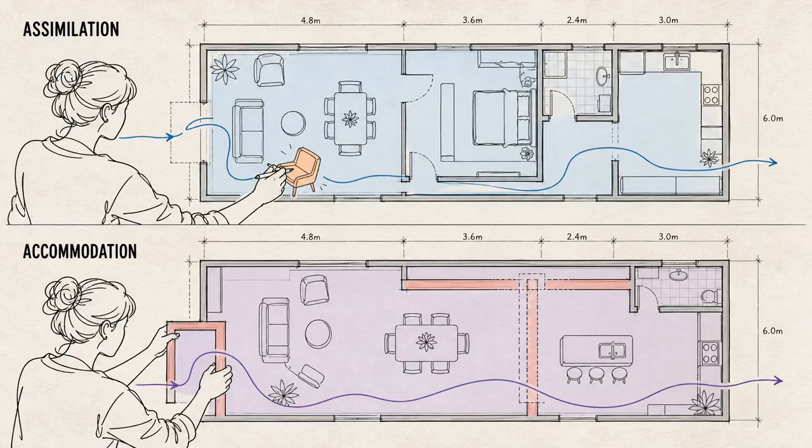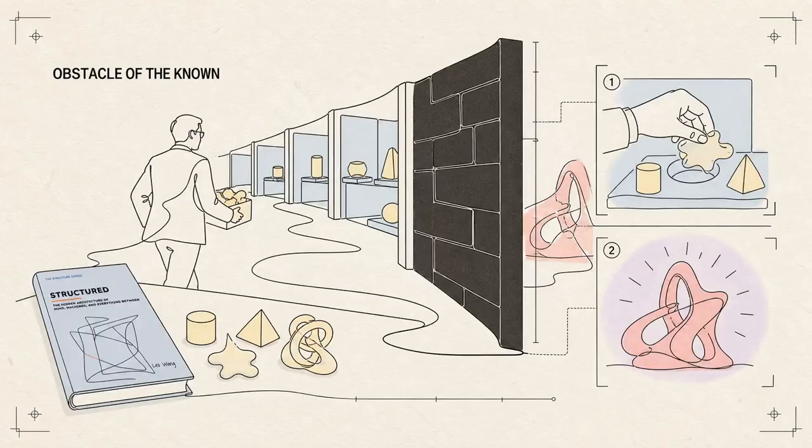The developmental psychologist Jean Piaget gave names to these two moves. Assimilation fits the new into a schema you already have. Accommodation changes the schema because the new will not fit honestly. One is adding something to the plan, the other is redrawing the plan. And that explains a strange danger of expertise.